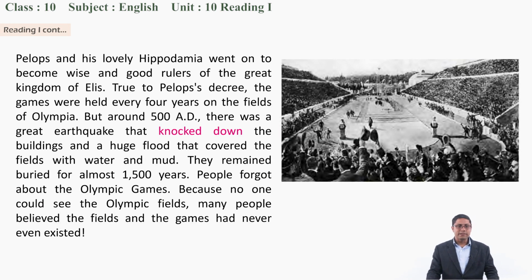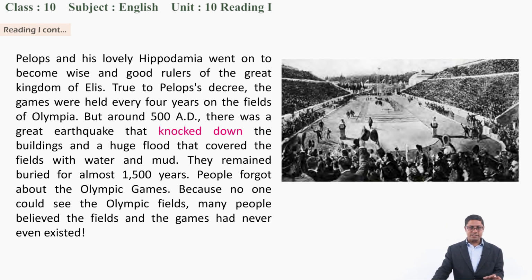Pelops and his lovely Hippodamia went on to become wise and good rulers of the great kingdom Alice. They ruled well. True to Pelops' decree, which means official declaration or order, the games were held every 4 years on the fields of Olympia. This continued. But see, something wrong happened.